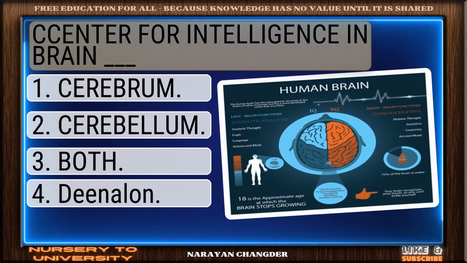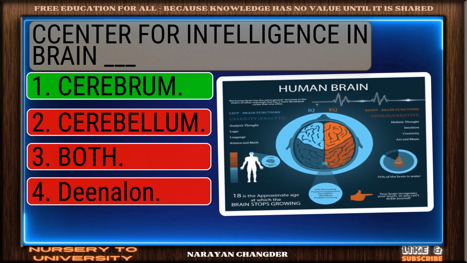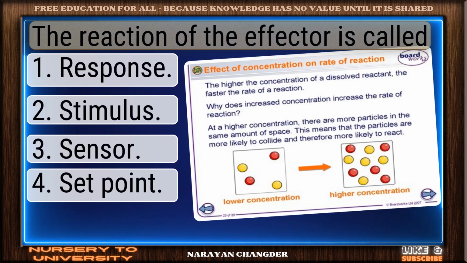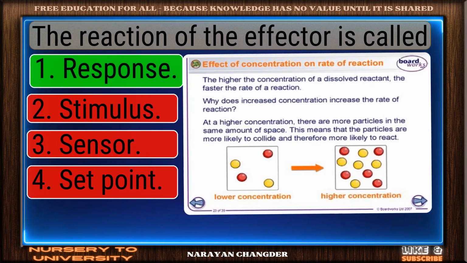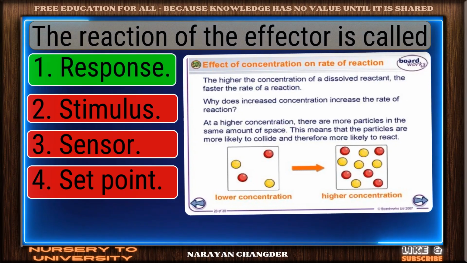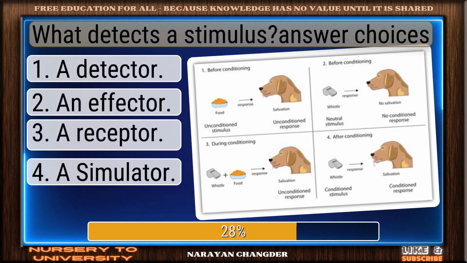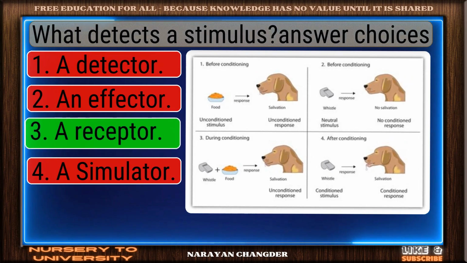The center for intelligence in brain, dash. Well reasoned. Cerebrum is correct. The reaction of the effector is called. You got it. Response fits. What detects a stimulus? Answer choices. Correct. A receptor is spot on.